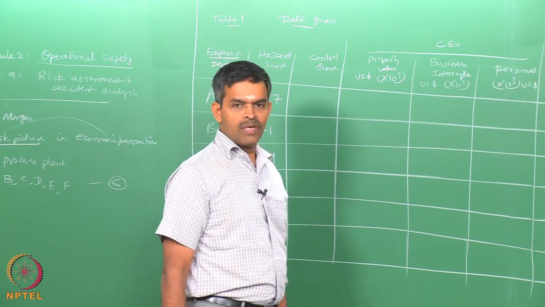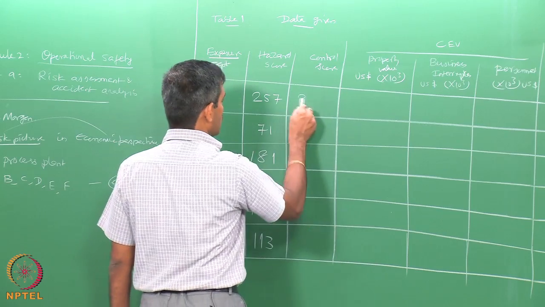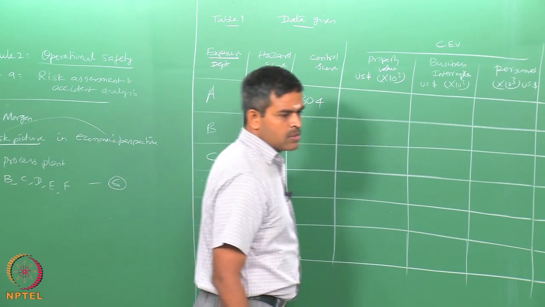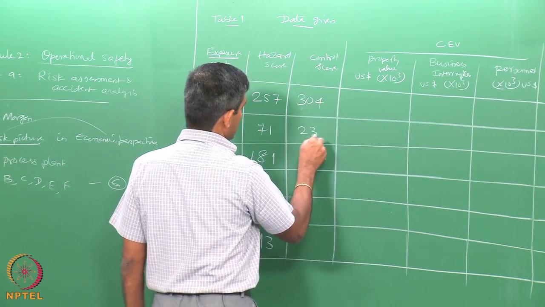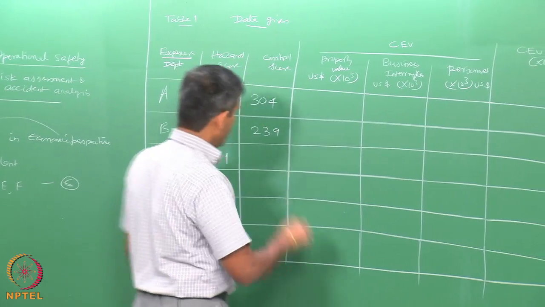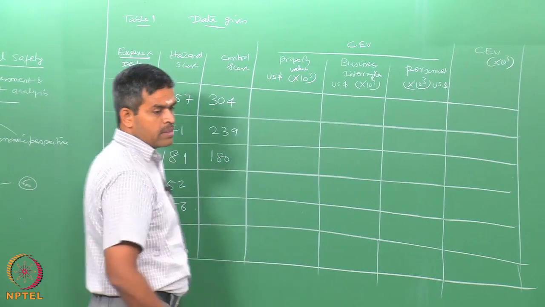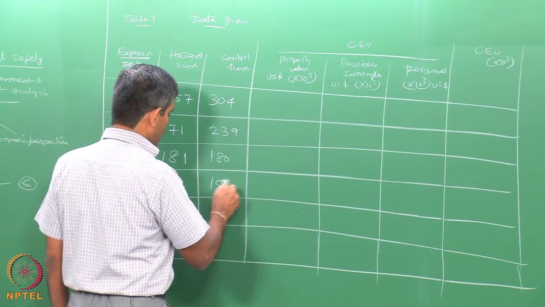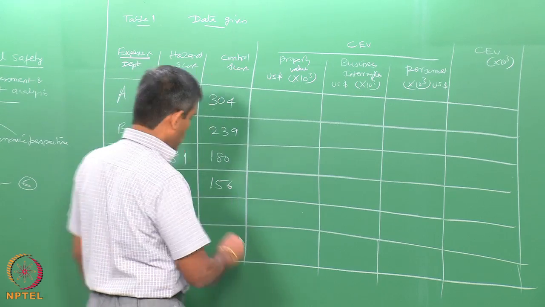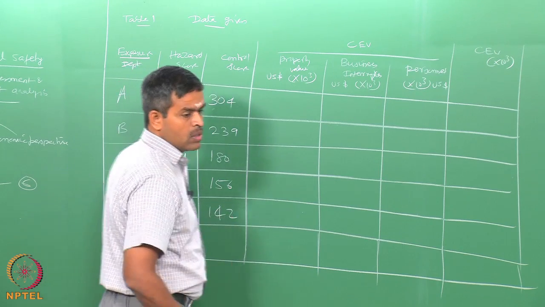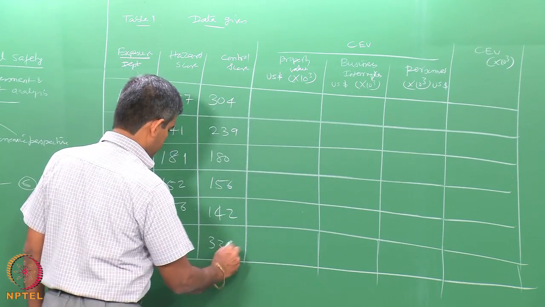The control scores available in each department after inspection were found to be the following: 304, 239, 180, 156, 142 and 336.